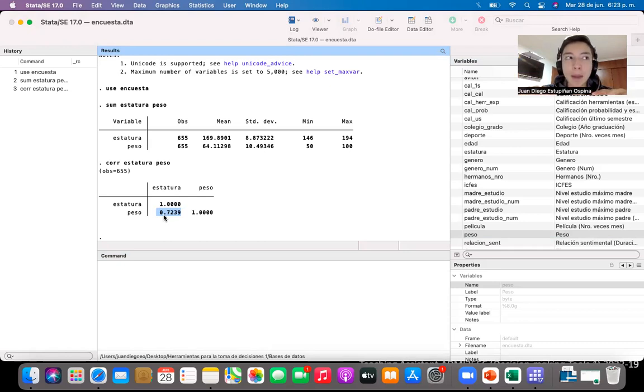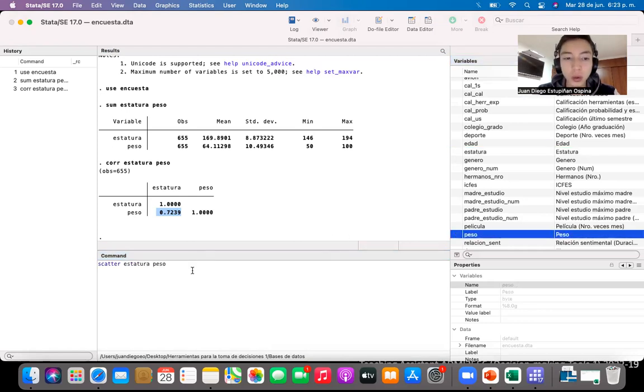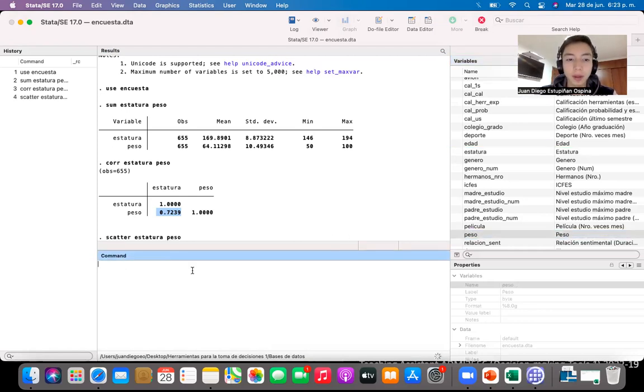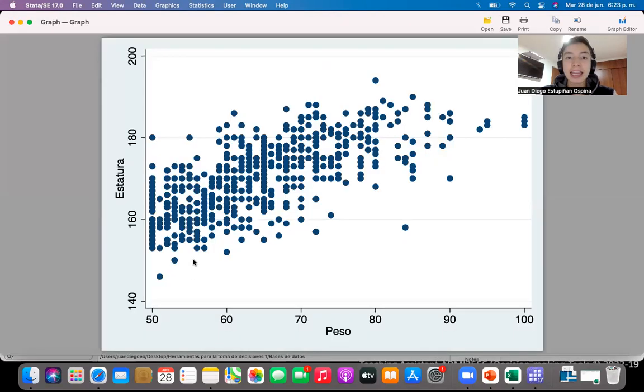Maybe this is easier to understand by seeing a graph. So for example, we can build a graph by using the command scatter and the two variables that we want to use. And here, Stata will present this graph in which you can observe how higher weight represents higher height.